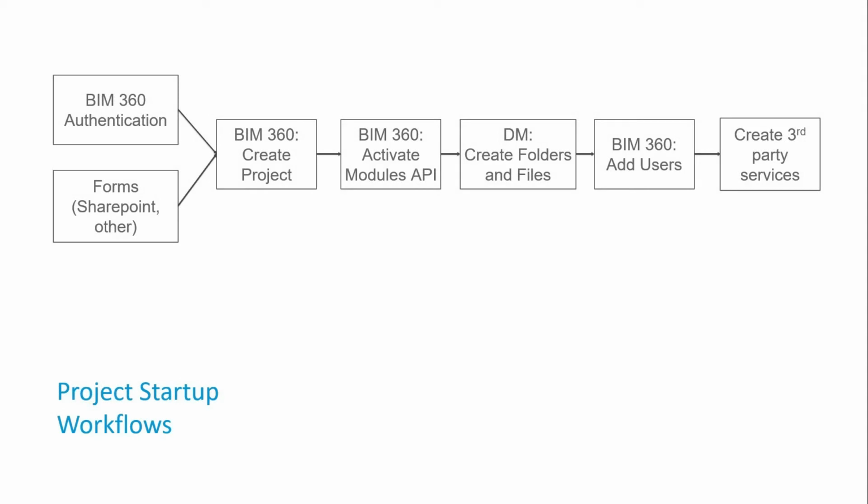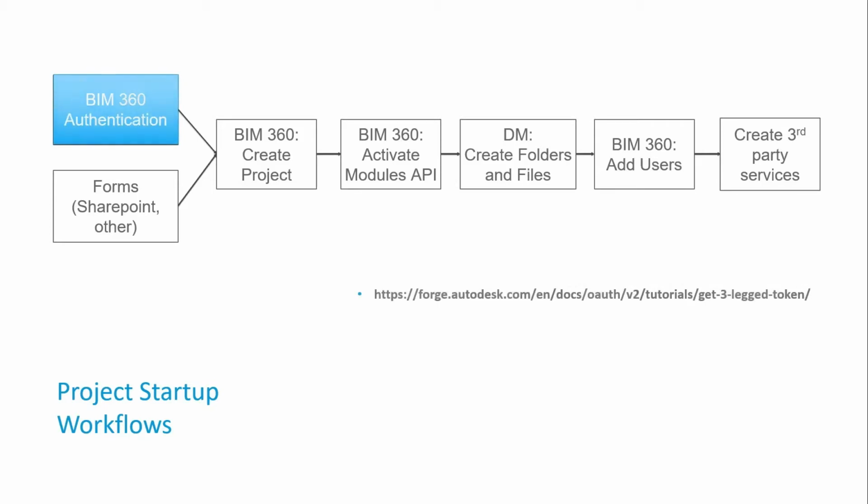Which is why we've helped companies automate this process and make it less error-prone. Let's look at the steps involved. First, we use BIM 360's authentication system to determine who should be able to start a project. Maybe you want all of your project admins to be able to create new projects. You could also use forms on SharePoint or somewhere else and use the authentication that comes with that.